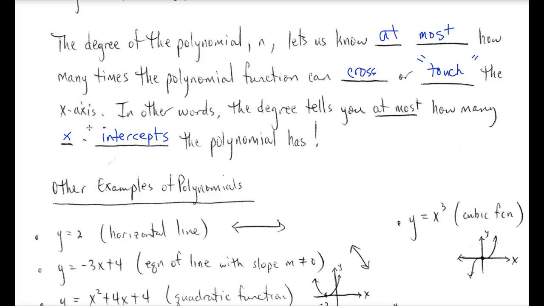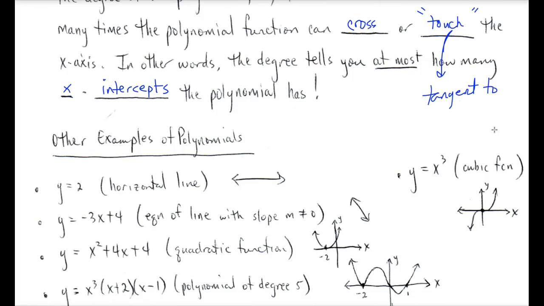Points on the x-axis where the graph crosses. Now, the reason why I say touch, or a more proper way to say that is tangent to, is because sometimes we do not have functions that actually cross the x-axis. Sometimes they just kind of bounce off of it. A good example of that would be, if we look down here at other examples of polynomials, this polynomial right here.